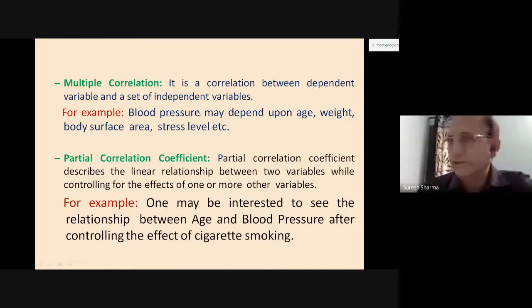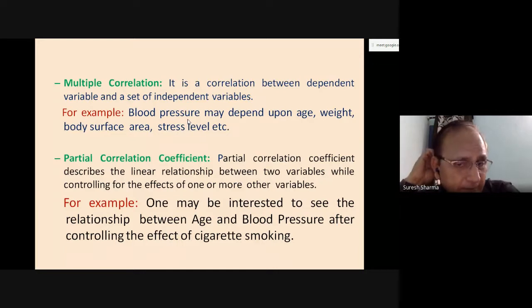For example, blood pressure may depend upon age, it may depend upon weight, it may depend upon body surface area, stress, etc. So blood pressure is a dependent variable. Age, x1, independent; x2, weight, independent; body surface area, x3, independent; stress level, x4, independent. So y depends upon x1, x2, x3 and x4. Compute multiple correlation coefficient because age is a measurable quantity, weight, body surface area, stress level and blood pressure, they are all measurable quantities. Partial correlation already explained.